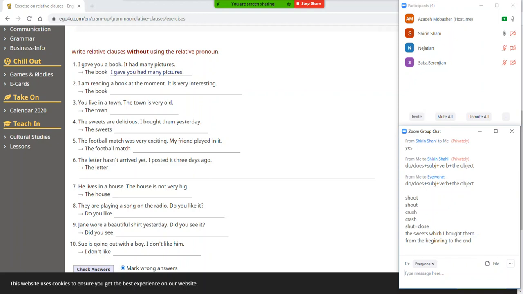Number eight. They are playing a song on the radio. Do you like it? A song they are playing on the radio. Yes, but this time you have to say the song. I know the first time you hear it is a song, but you have to say, do you like the song they're playing on the radio? But that is correct. That is okay.